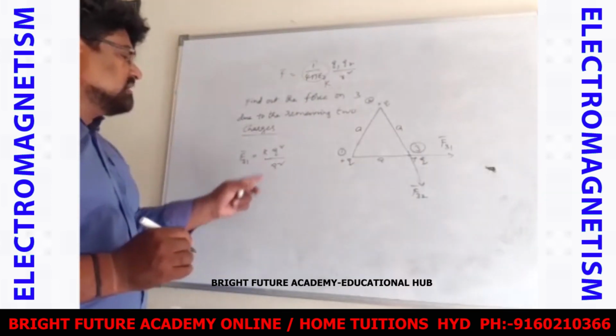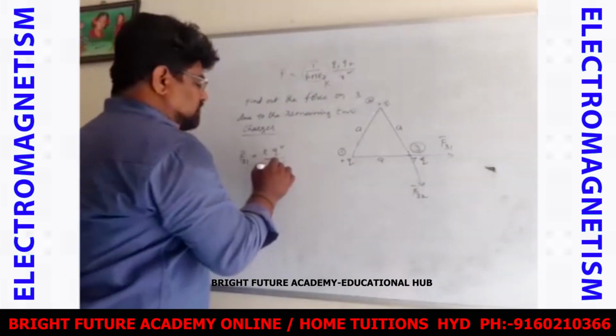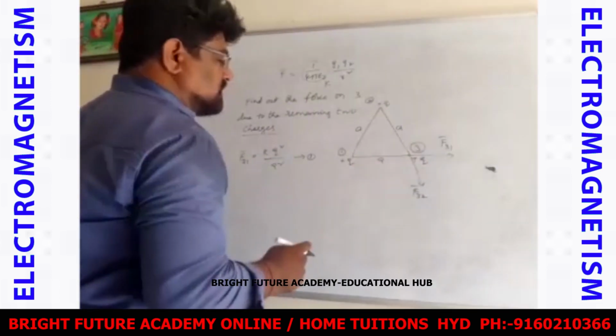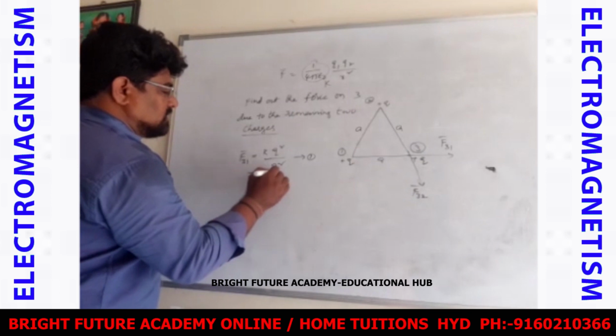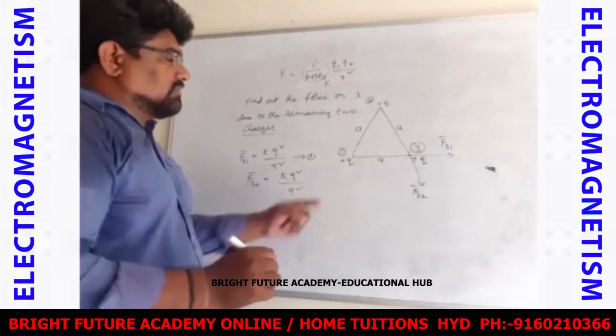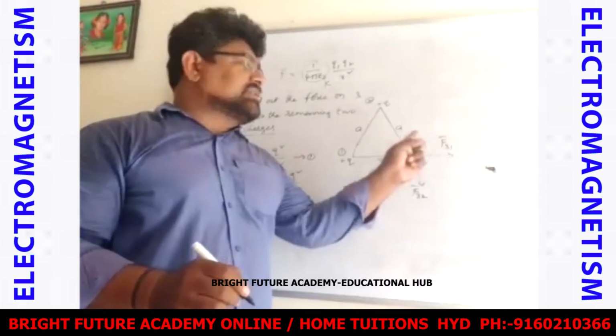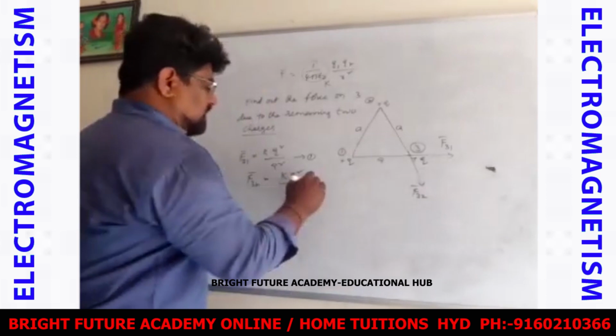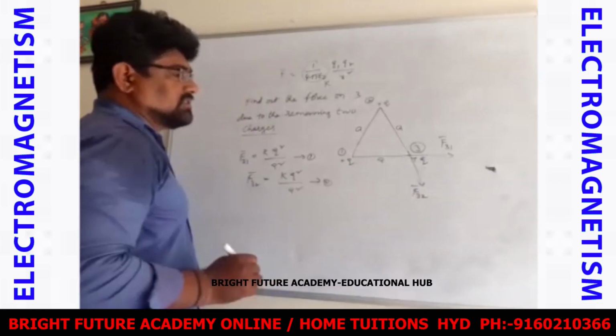So F31 is how much? KQ square by A square. Now we have to calculate force on 3 due to 2. So it is also equal to how much? KQ square by A square, because all the three charges are similar and it is an equilateral triangle. Now it is equation number 2.